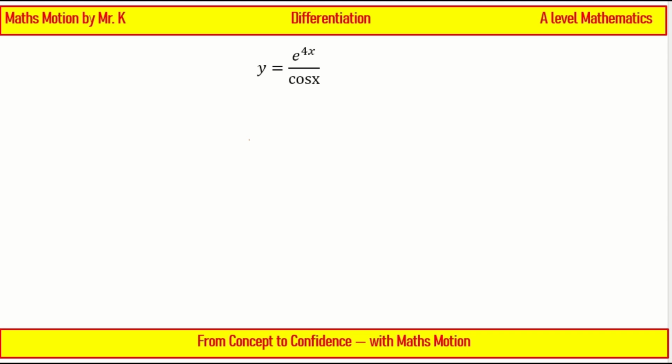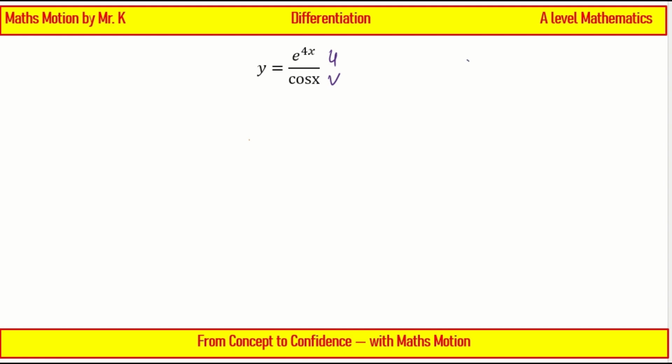Okay, today we have a question: y equals e to the power 4x over cos x. This is part of A-level mathematics. It will come out in year 2. And if it's a quotient rule, okay, it's divide. Anytime when you differentiate, if it's divide, it's a quotient rule. So u and that's v.